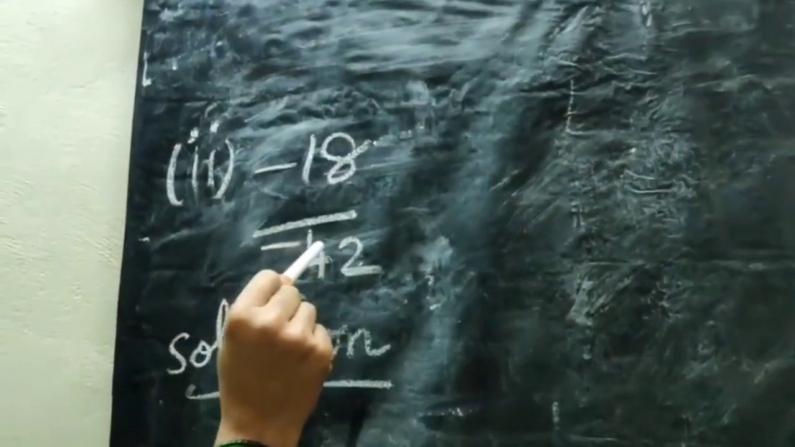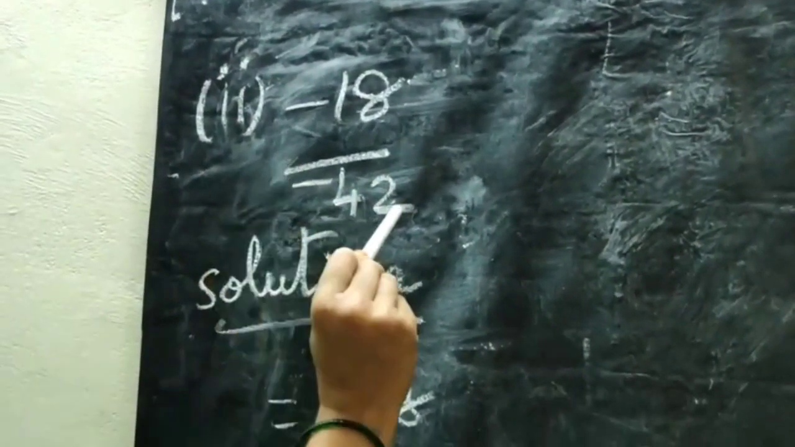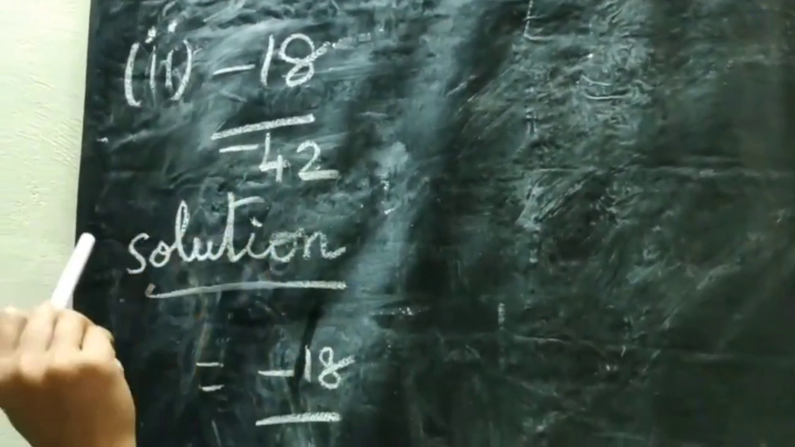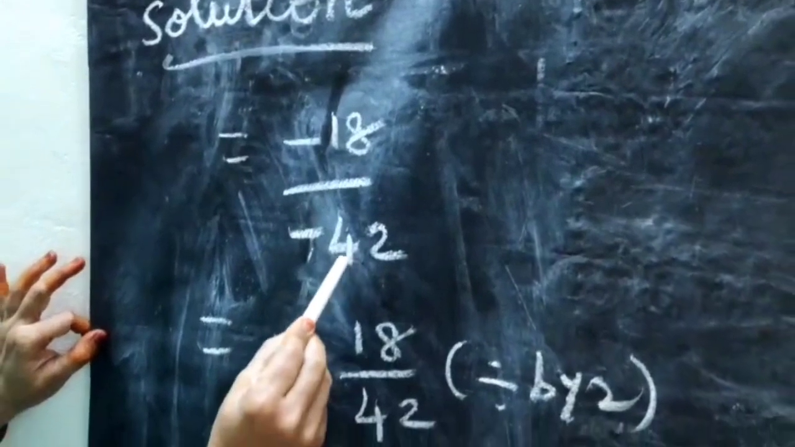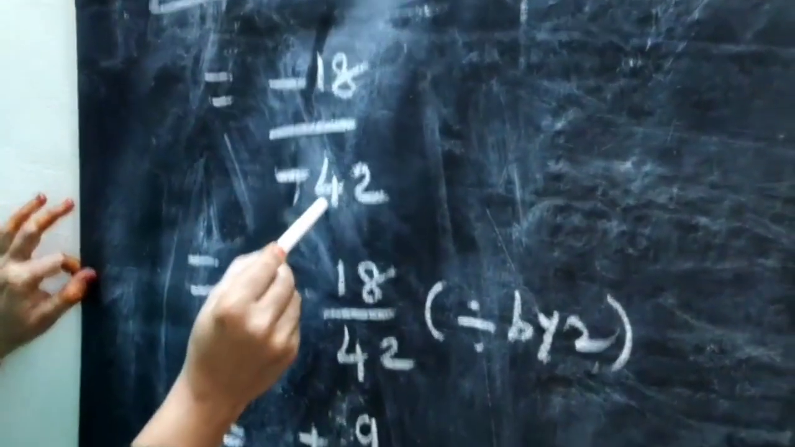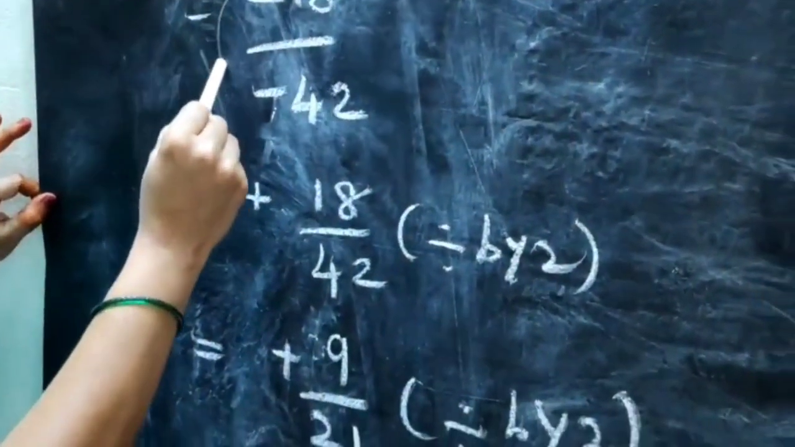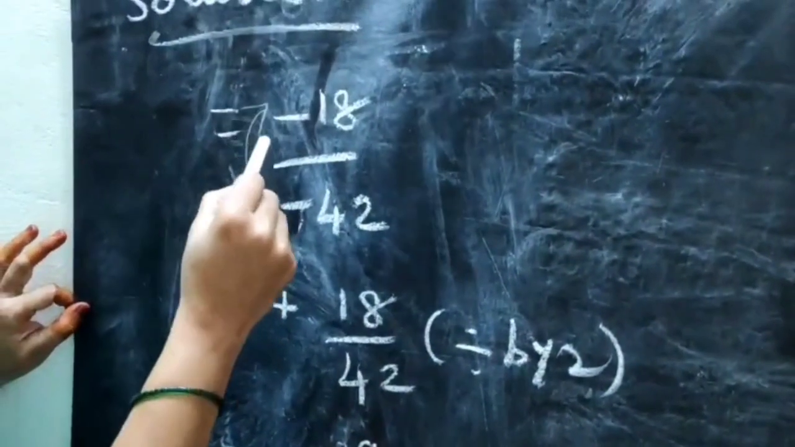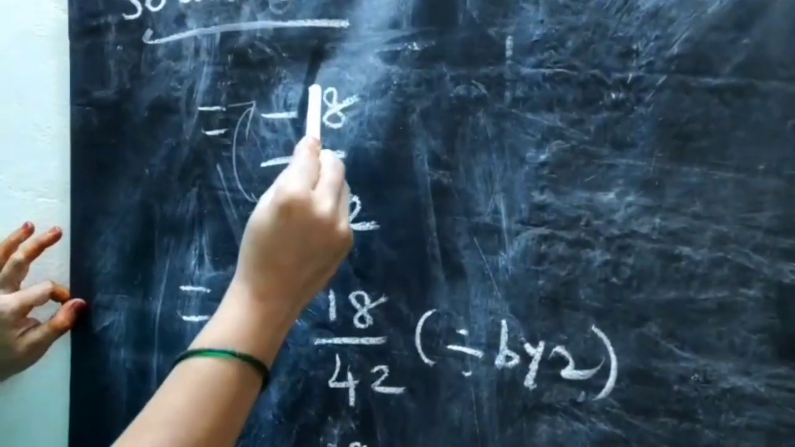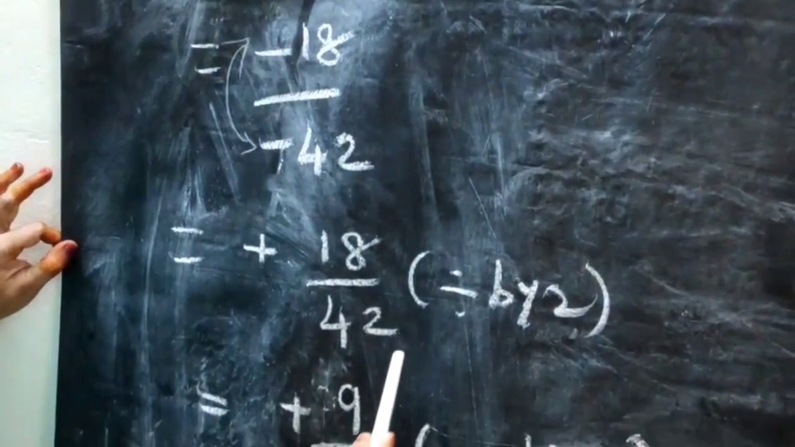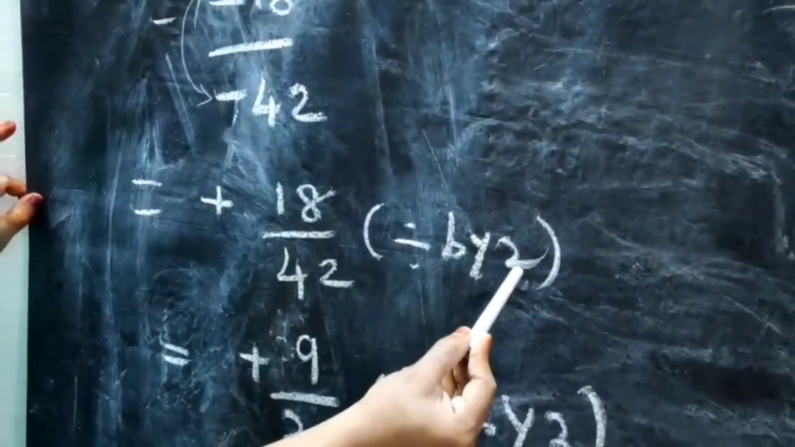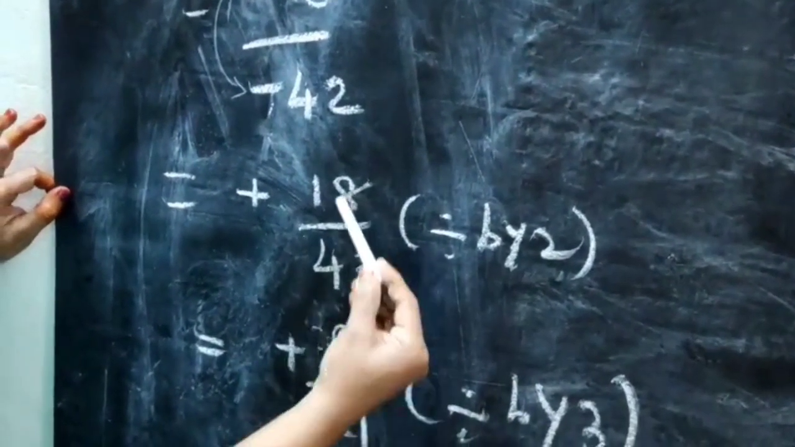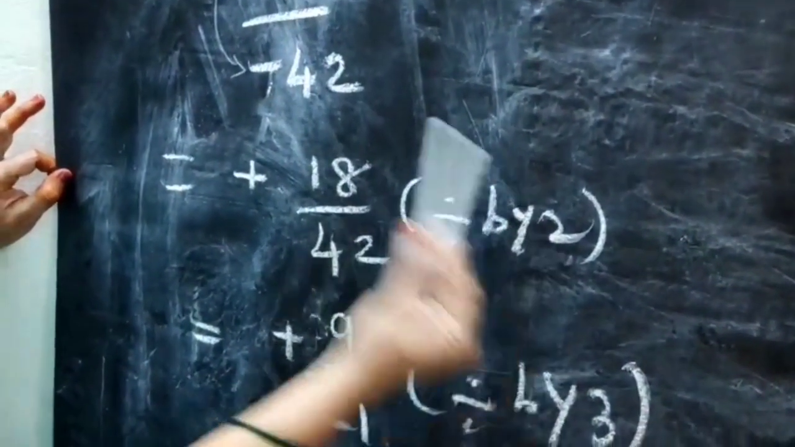Minus 18 by minus 42. The same model, another sum. Solution: minus 18 by minus 42. Write the question again. So minus into minus is plus. Very good. Minus into minus is plus, 18 by 42. 18 and 42 are possible in which table first? 2 table. Why? Both numbers are even numbers. You write in the 2 table.